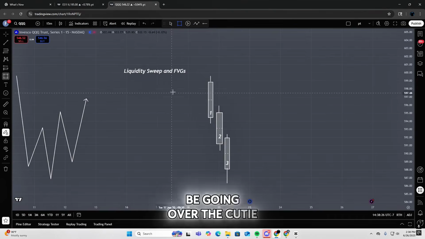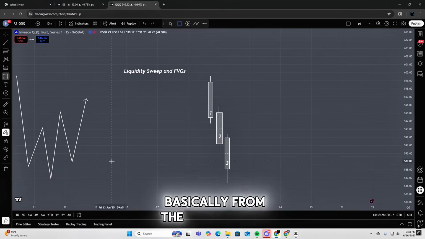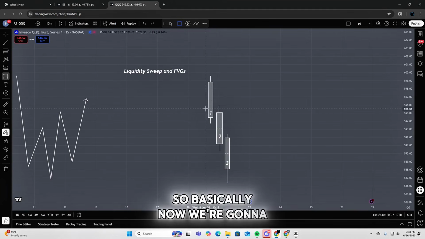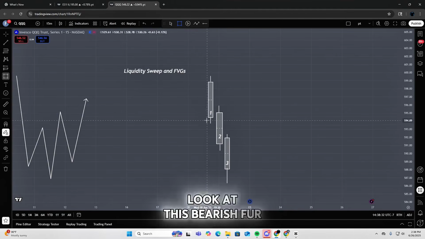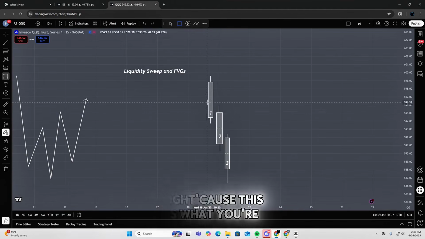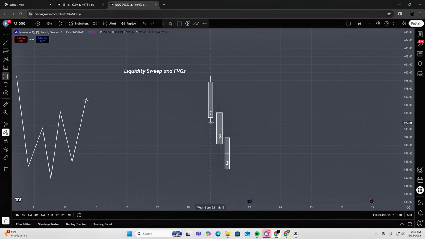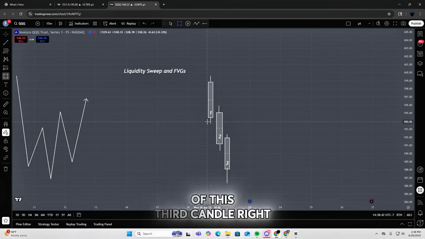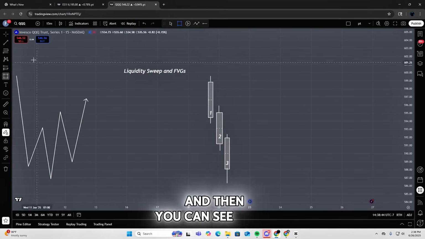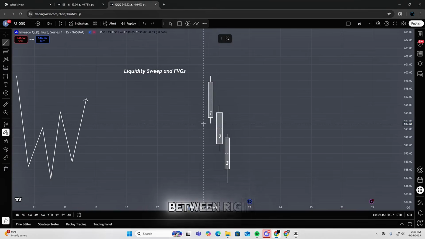All right, so now we're going to be going over liquidity sweeps from the downside to the upside. Now we're going to look at this bearish fair value gap, because this is what you're going to see when the market is moving down. You're going to see bearish fair value gaps forming. So you're going to see the bottom wick of this first candle right here, and then the top wick of this third candle right here, and then you can again see a gap in between, right?